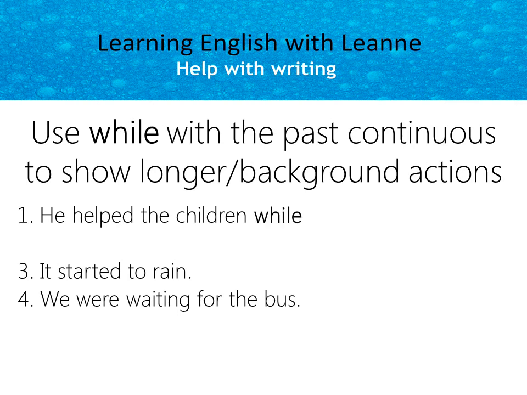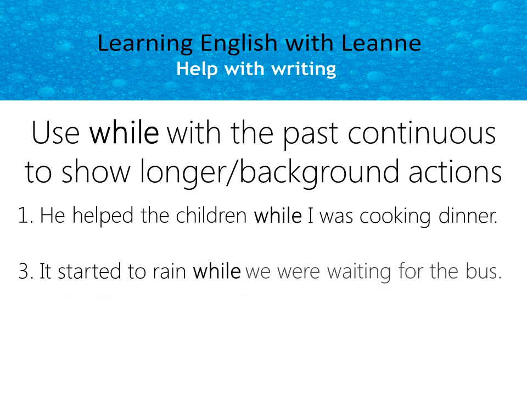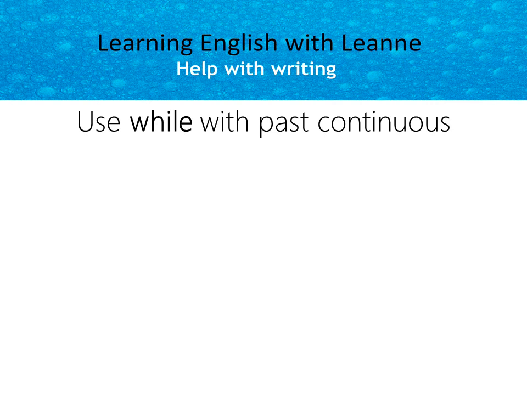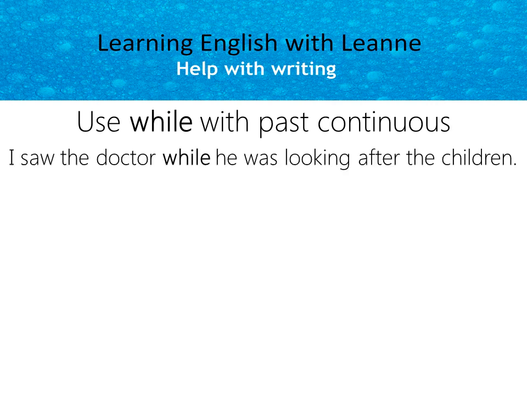He helped the children while I was cooking dinner. While is showing our background, our longer actions at the time. It started to rain while we were waiting for the bus. Here are some more examples. Use while with the past continuous. So I have my main event. I saw the doctor. We use while and the past continuous to say what we were doing at the time.